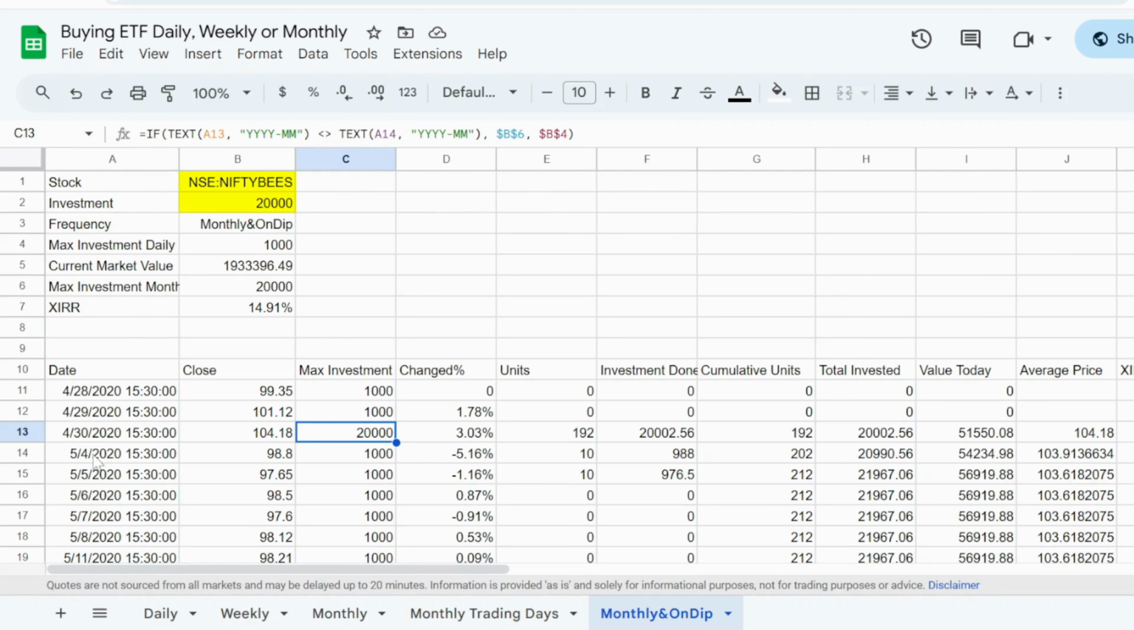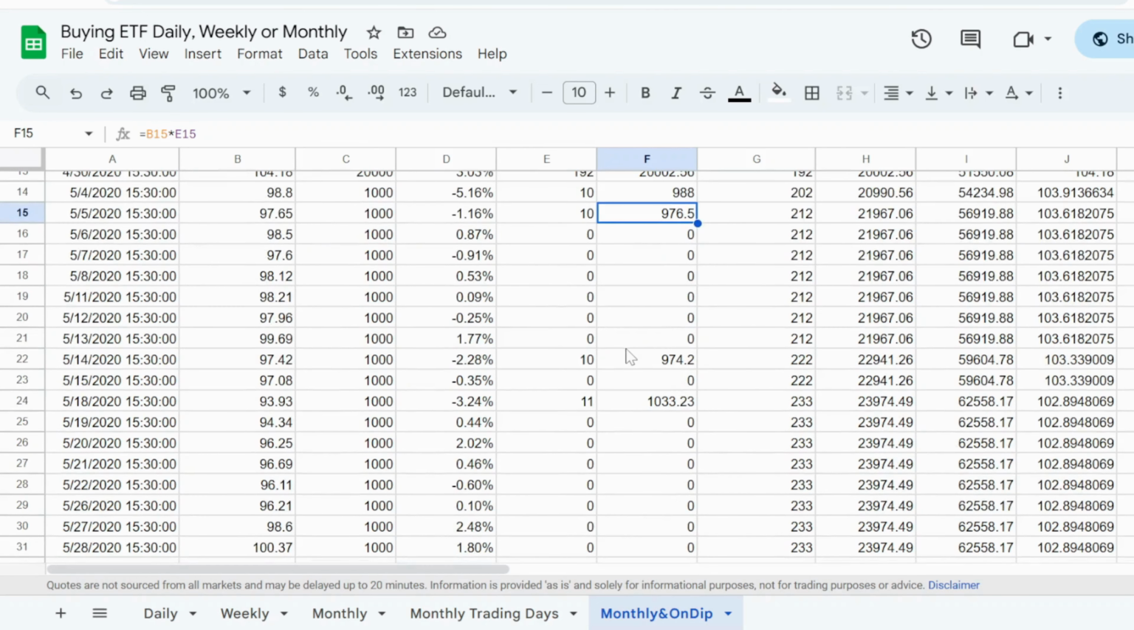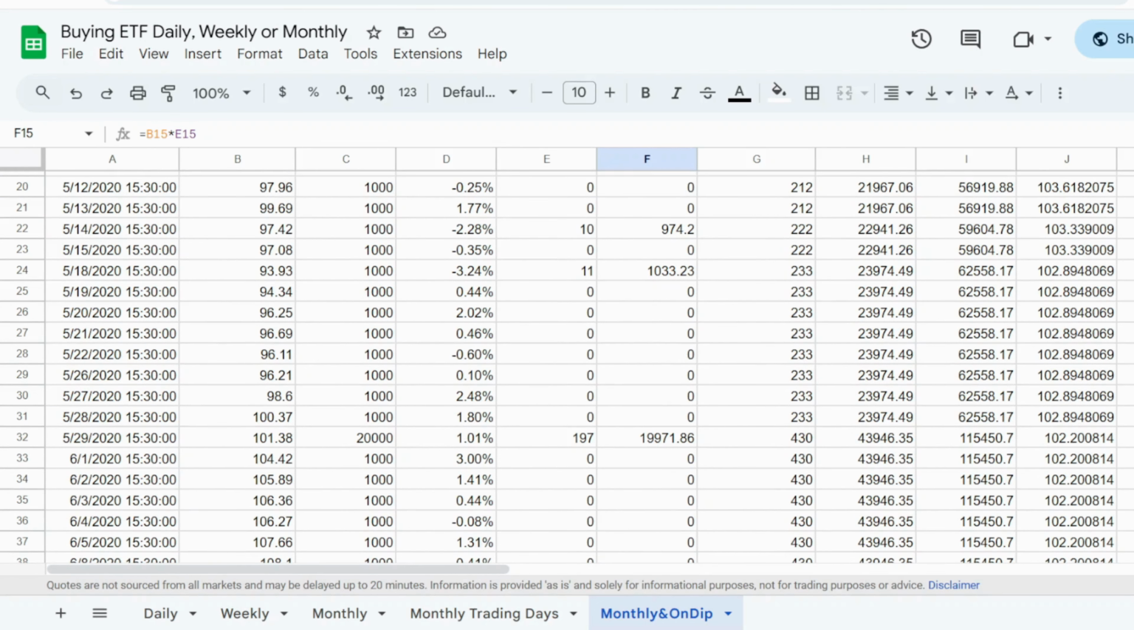On 4 May 2020, the Nifty has gone down by minus 5.16%. Means it has gone down by 5.16%. So we have invested that 1,000 rupees, that is, the investment done is 988. Similarly, on 5/5/2020, it has gone down by minus 1.16%. So we have invested this 967 rupees. And this is how we will be doing the investment.